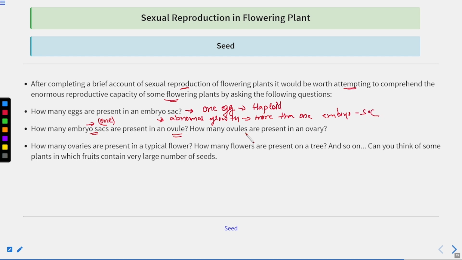Clear? Now how many ovules? This also depends. Either a single ovule can be present or multiple ovules can be present. Now how many ovaries are present in the typical flower? Usually one ovary is present in the typical flower. Clear?